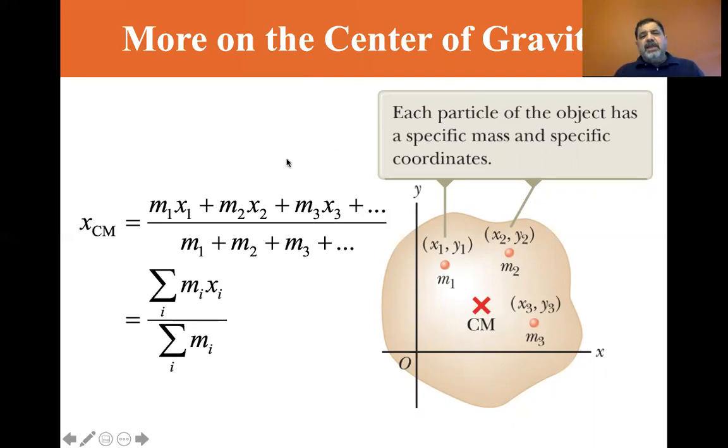So the center of mass that we learned in chapter 9 is M1x1 plus M2x2 plus M3x3 divided by the total mass, M1 plus M2 plus M3, and so on. So the x position of the center of mass is the sum over all i's of mi xi divided by the sum over all i's of mi, which is the total mass.